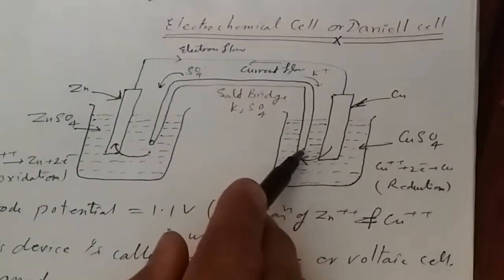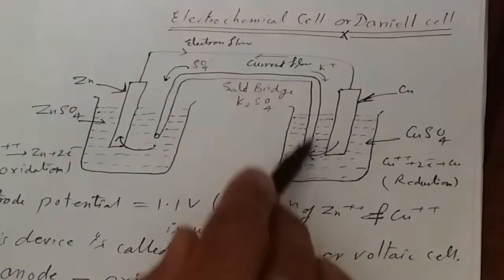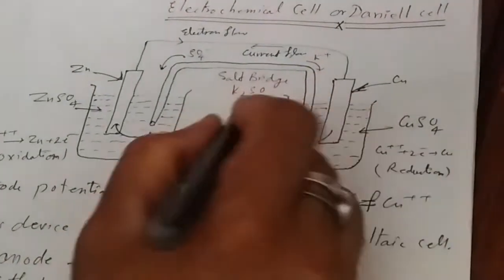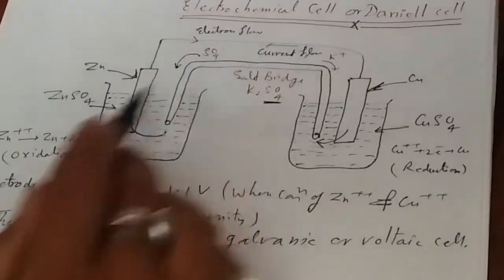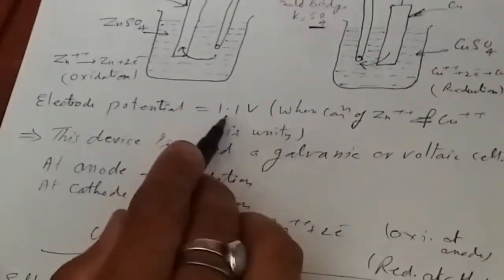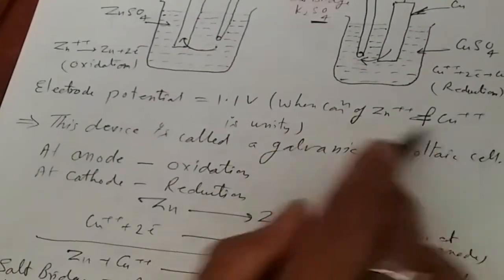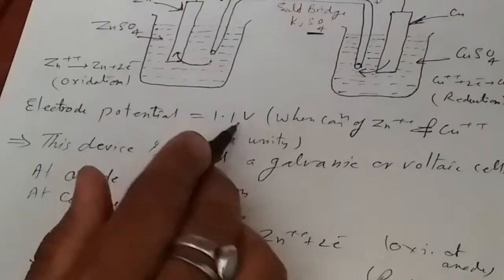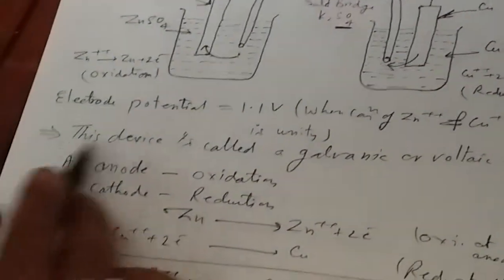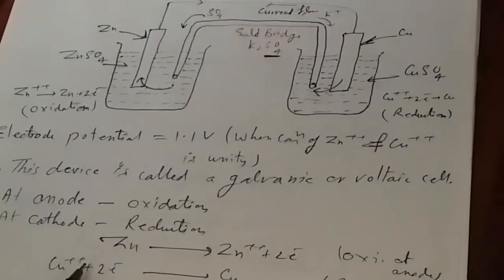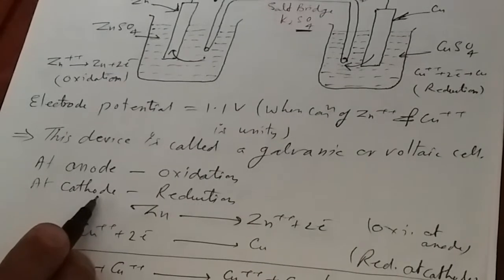Here a U-like tube is also seen, which contains the salt bridge like K2SO4, and here SO4 is the common ion present in both electrolytes. Electrode potential is equal to 1.1 volt, where concentration of zinc and copper is unity. If concentration of zinc and copper is unity, then electrode potential will be 1.1 volt. This device is called a galvanic or voltaic cell, and there are 2 electrodes, anode and cathode.